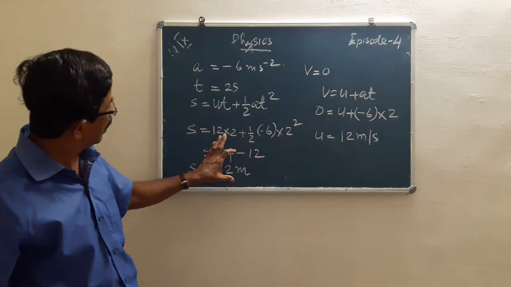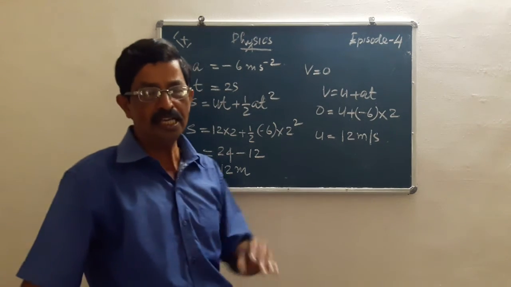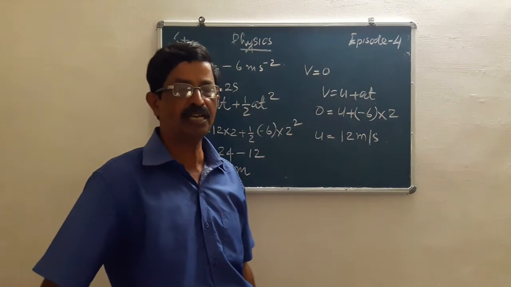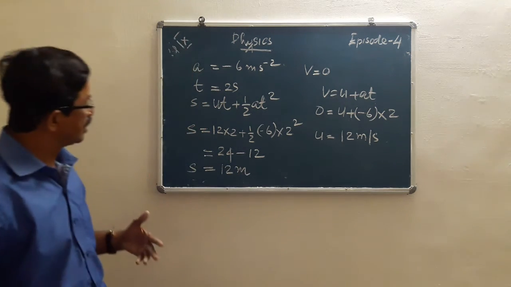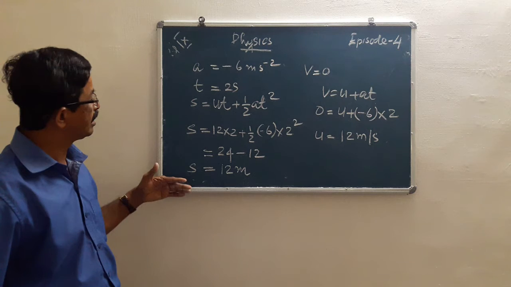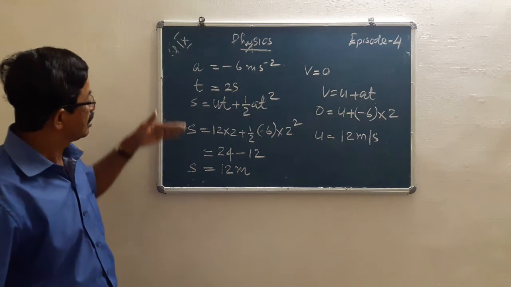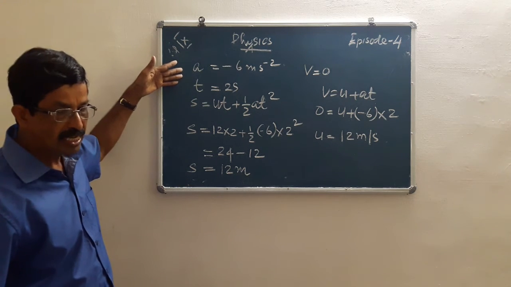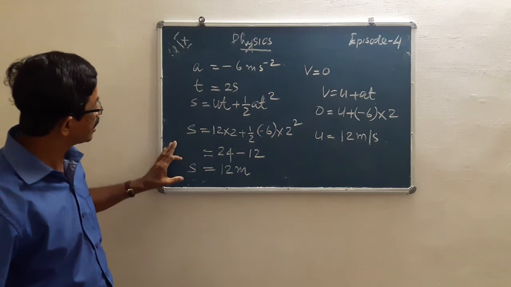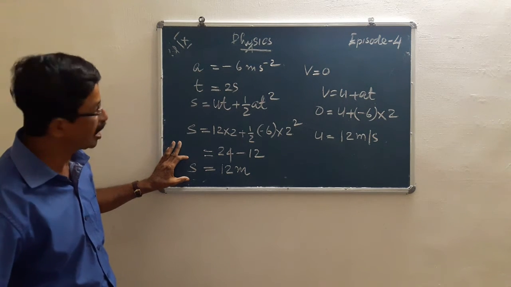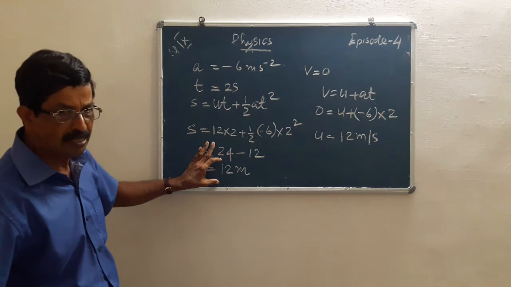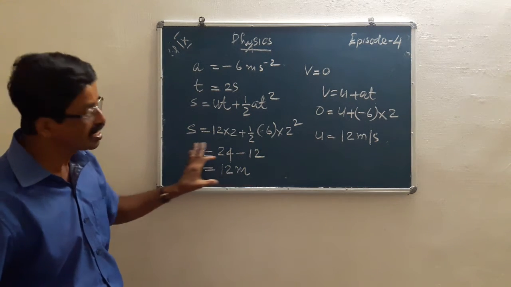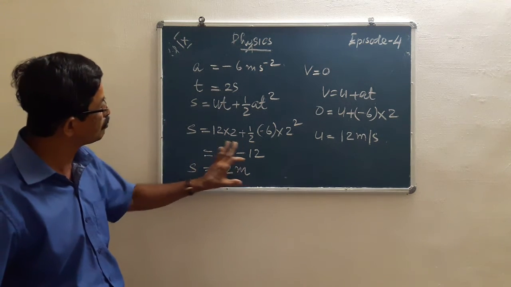This is why we used to say that moving vehicles should always keep some distance. If that distance is not there, there may be an accident, because even after the car applies the brake, it comes to rest only after traveling 12 meters. If there is any vehicle within this distance, there is a chance of collision.